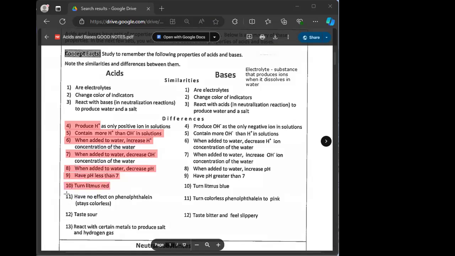Acids turn litmus paper red. They have no effect on phenolphthalein. Phenolphthalein is a pH indicator. Acids taste sour, and they also react with certain metals to produce salt and hydrogen gas.